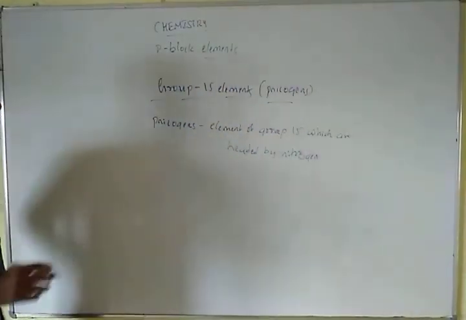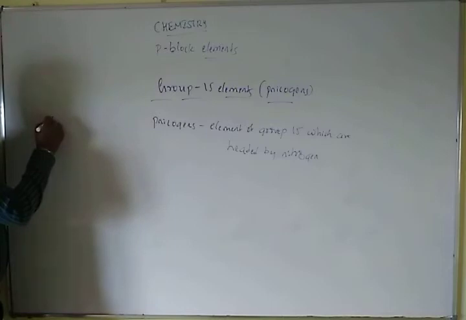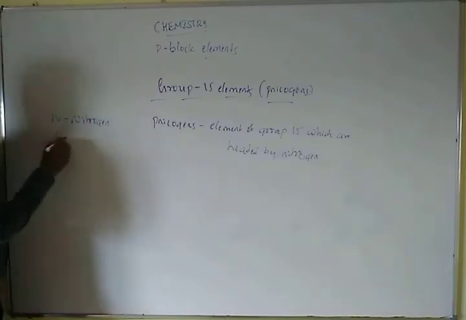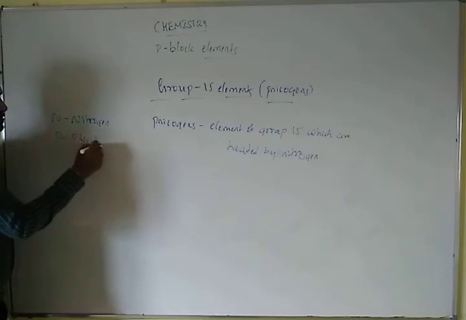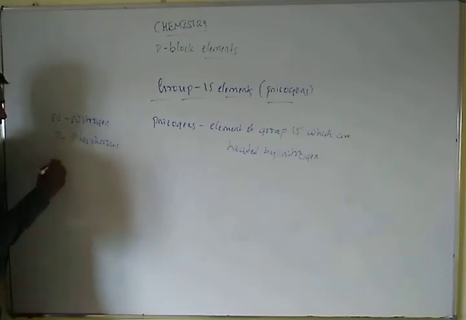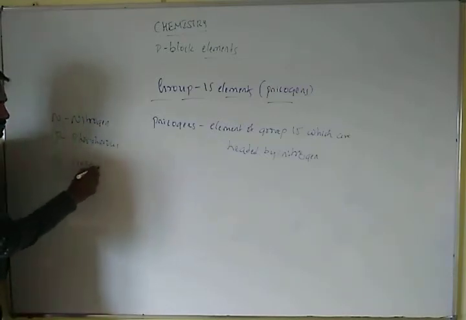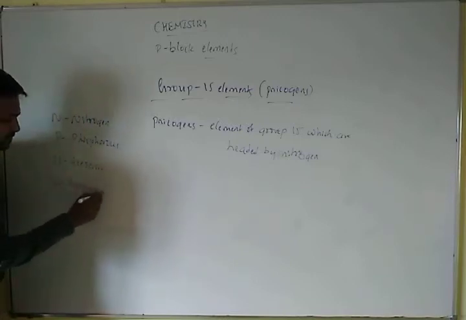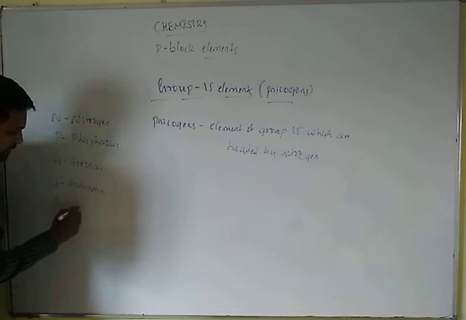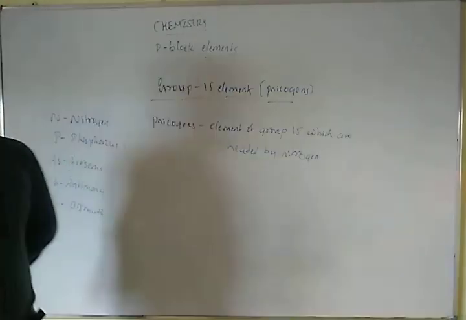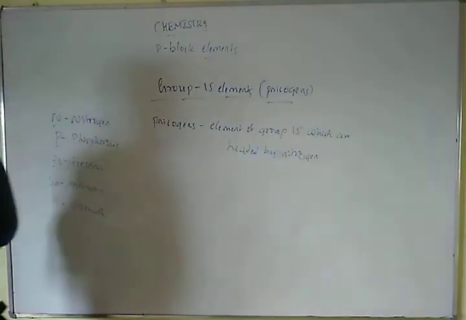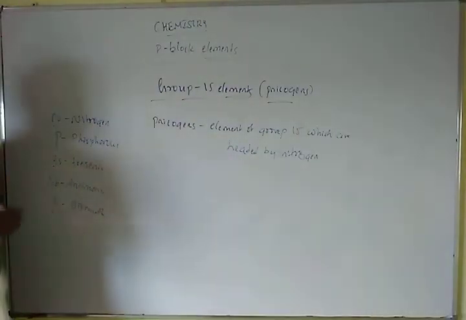In group 15 elements we have nitrogen, phosphorus, arsenic, antimony and bismuth. Here we will be dealing with these 5 elements in group 15, that is nitrogen, phosphorus, arsenic, antimony and bismuth.